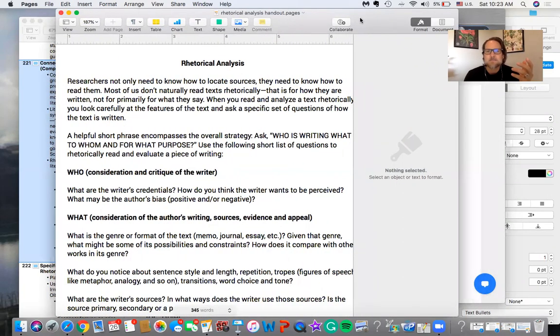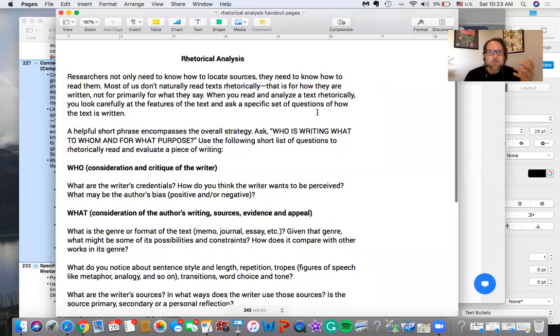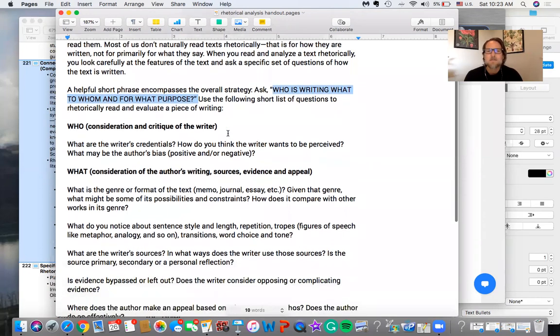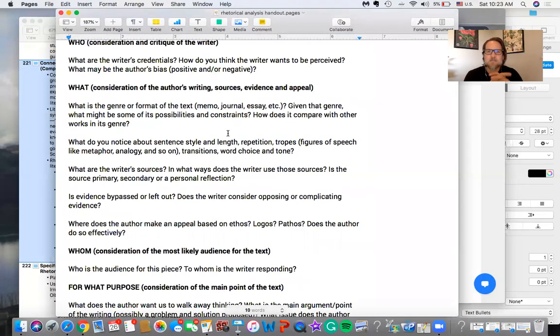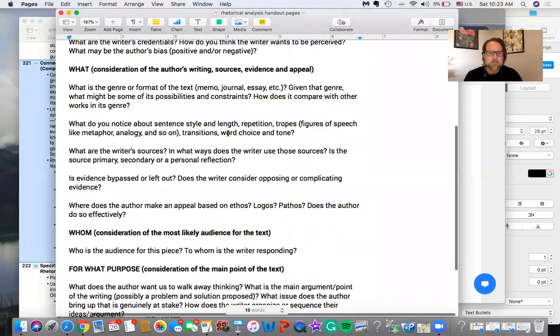And let's go ahead and look at that real quick. So rhetorical analysis, as you've seen and read in the handout, is our second tool here: answering the question, who is writing what to whom and for what purpose? The who involves the bias, the credentials, and the background of the author. The what involves not only the writing, but the sources and the argument. And the whom involves, of course, the audience, but thinking primary and secondary audiences.